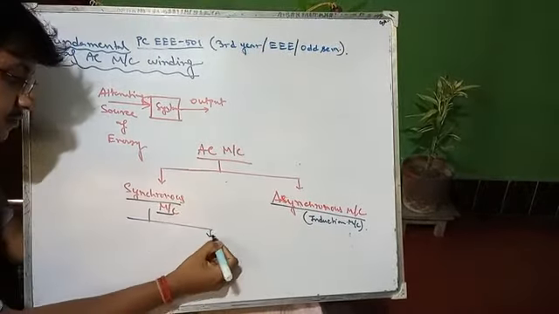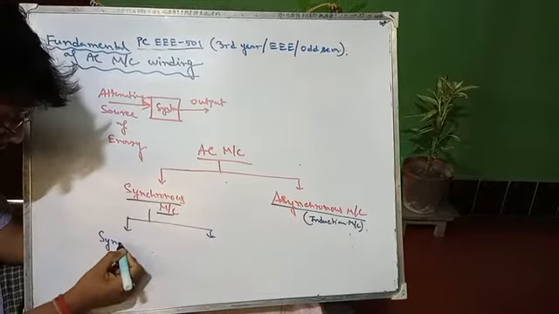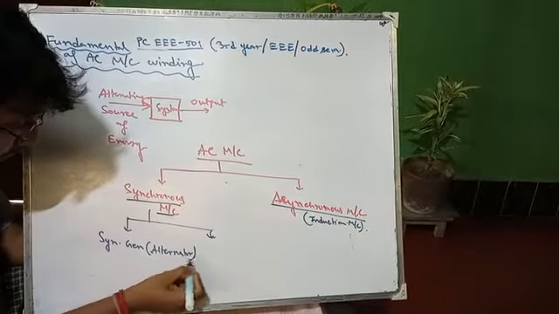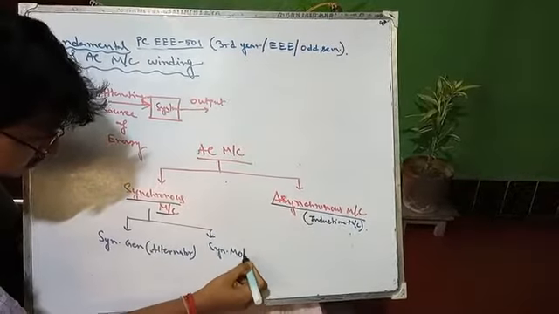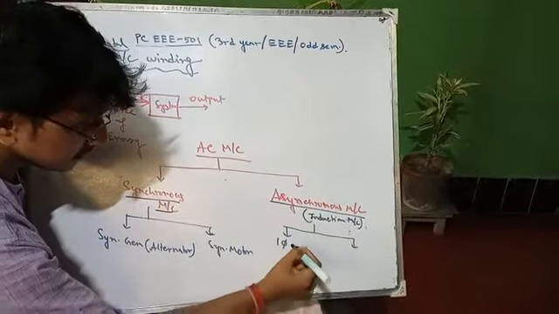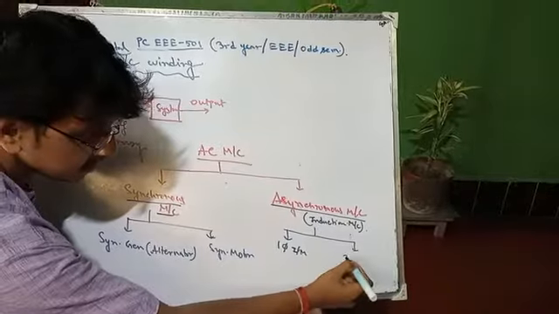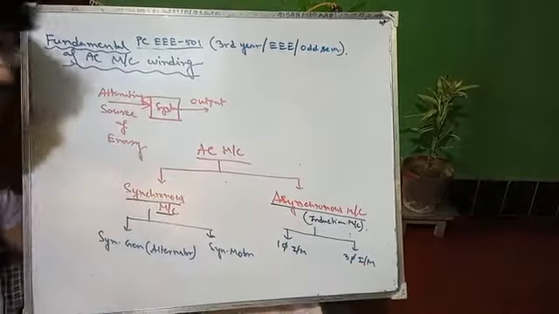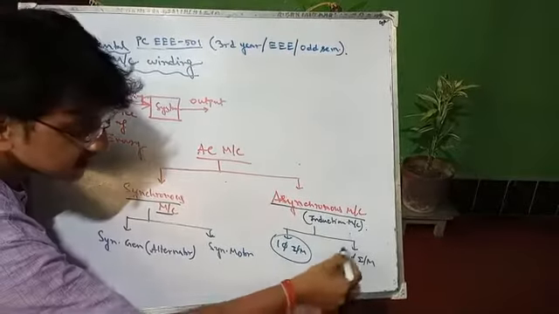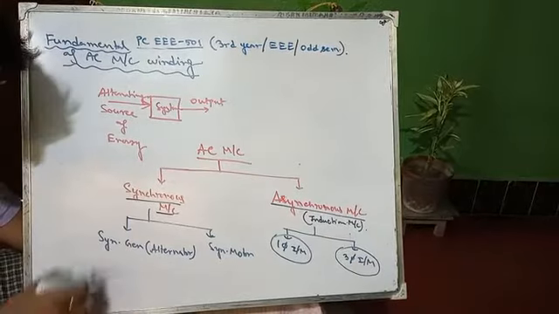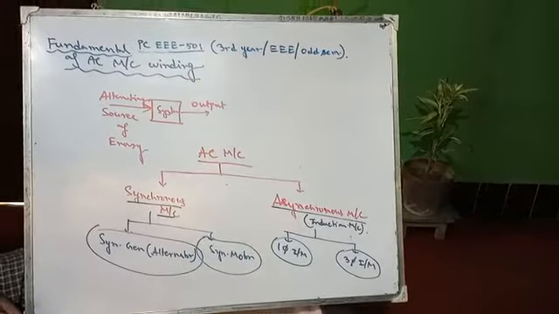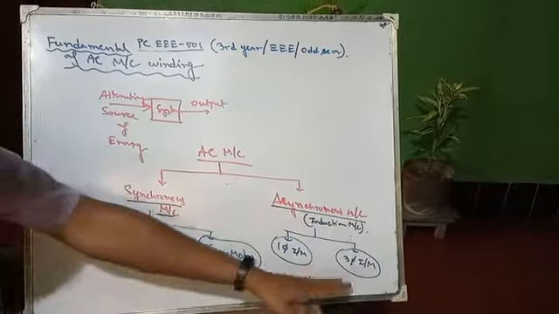Synchronous machines are of two types: synchronous generator, called alternator, and synchronous motor. Induction motors are of two types: single phase induction motor, IM meaning induction motor, and three phase induction motor. Single phase and three phase induction motors are in your syllabus and you have to study them in detail. Synchronous generator and synchronous motor, these four are in your syllabus. So AC Machine 2 consists of these four electrical machines.